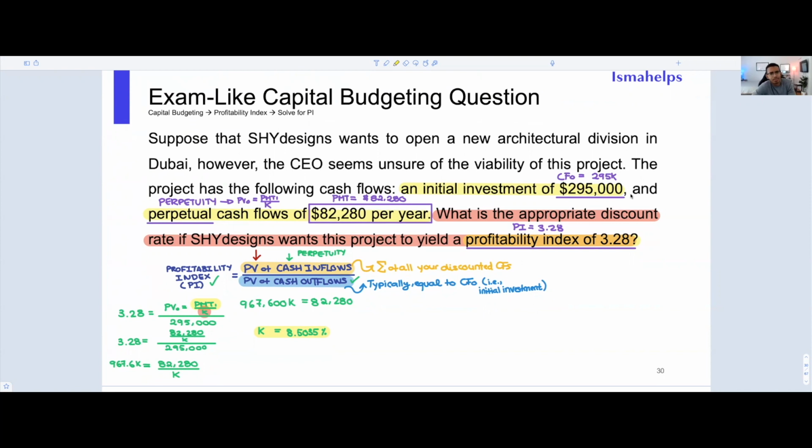And then I know that the present value of my cash inflows, well, it's going to be easy. It's going to be the present value of my perpetuity. My perpetuity is simple. It's payment over K. You already have your payment. The missing variable is K. Apply a little bit of basic algebra, and you get your answer. So it's as easy as that.